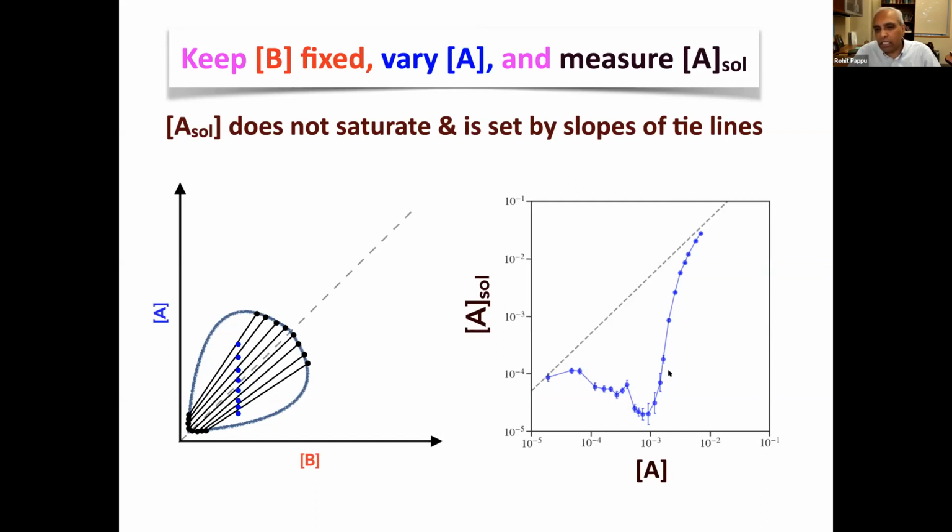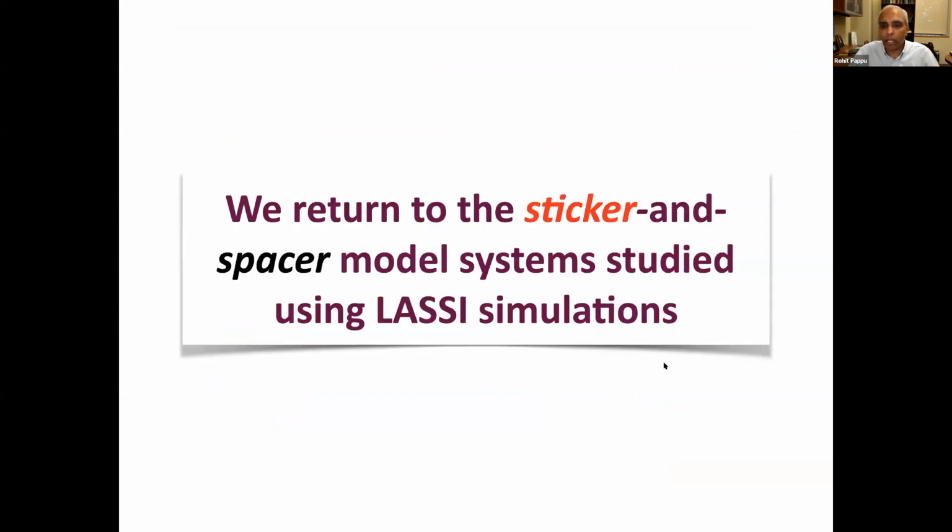You actually see some completely non-trivial behavior. And then, of course, when we exit the phase boundary, we catch back up with the dashed line, right? And this is shown in logarithmic scale, which is important. So the key point is that the concentration in solution of molecule A does not saturate, but it's set by the slope of the tie lines, right?